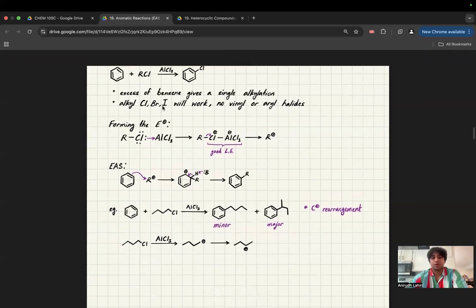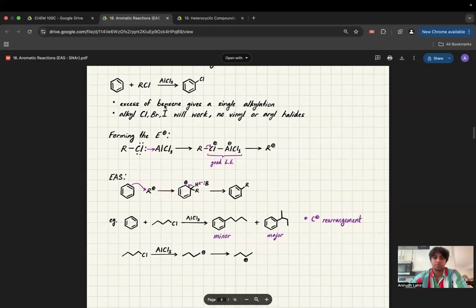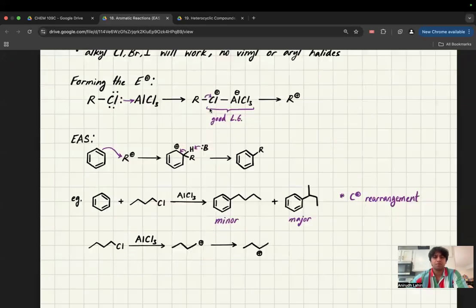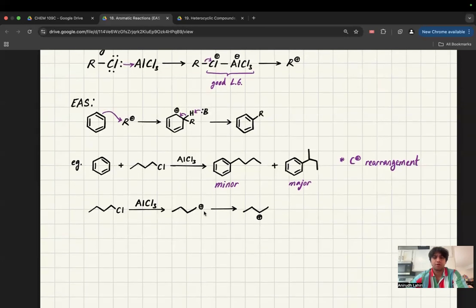Okay, and then alkyl Cl, Br, I will all work. Just don't use vinyl or aryl halides. It's too unstable. There's a different way that we do that. Formation of the electrophile, cool. And sometimes it doesn't matter, right? Sometimes if we have a really simple alkyl chain, then you'll get what you want. But oftentimes when we have a long alkyl chain like this, we're gonna get a carbocation rearrangement, and this is gonna be our major product as opposed to this, right? And we'll go over strategies of how we go about getting this as a major product.